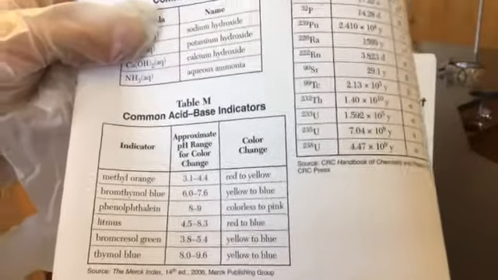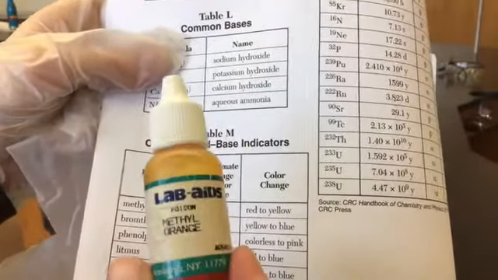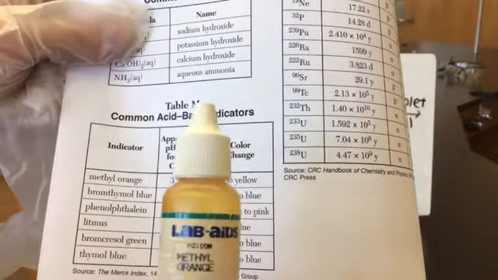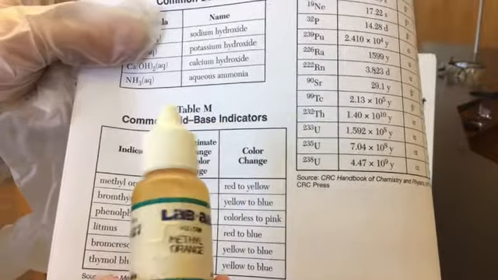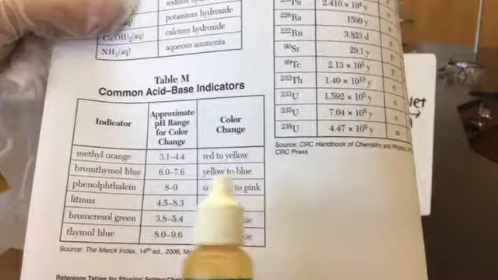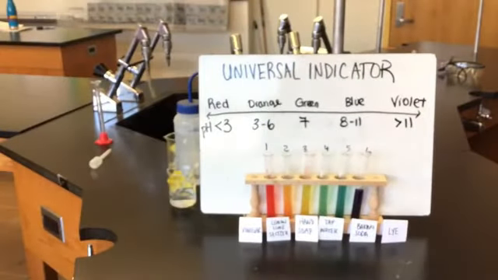We are going to look at methyl orange indicator with the same exact substances and think about what that indicator tells us about the pH of those substances. So methyl orange says that it changes from red to yellow when the pH range is between 3.1 and 4.4.